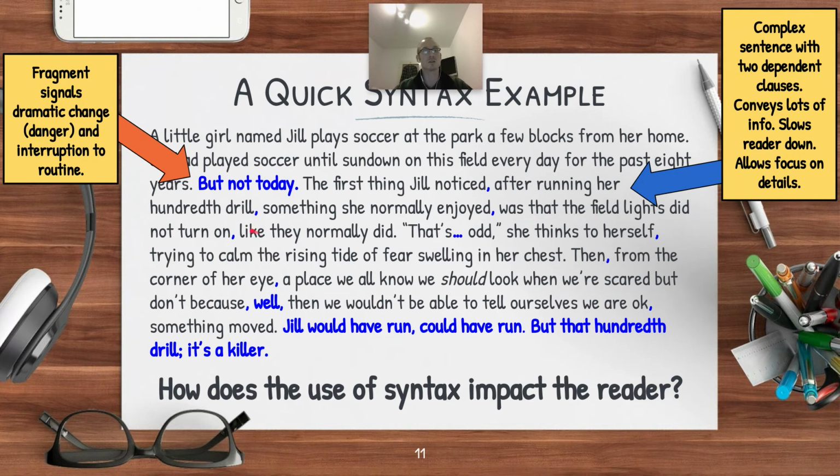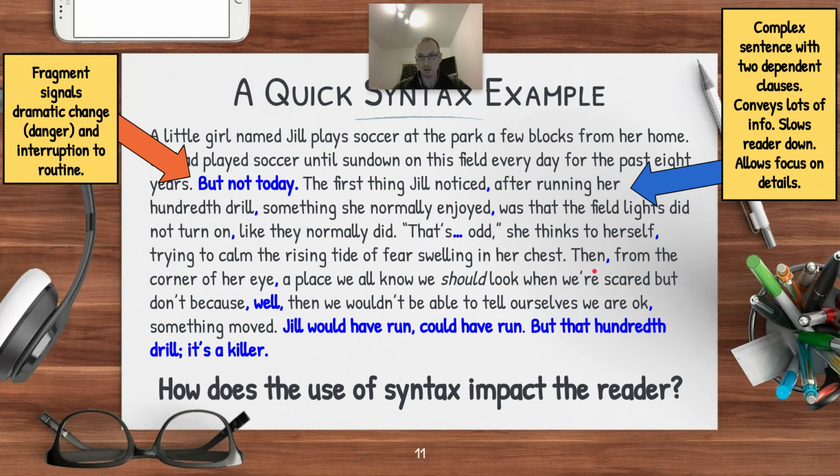The field lights didn't turn on like normal, right? All that stuff is important. It's almost like it's being chunked for us to kind of, hey, pay attention to this little part. Now pay attention to this little part. Don't forget this little part, right? It's compact for us. The next thing that you see is the use of ellipses, right?